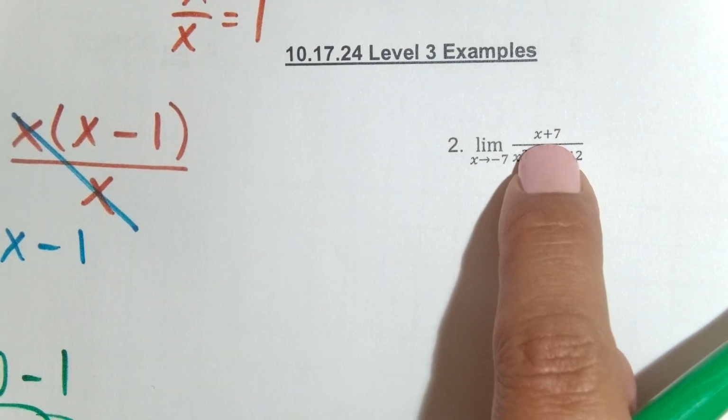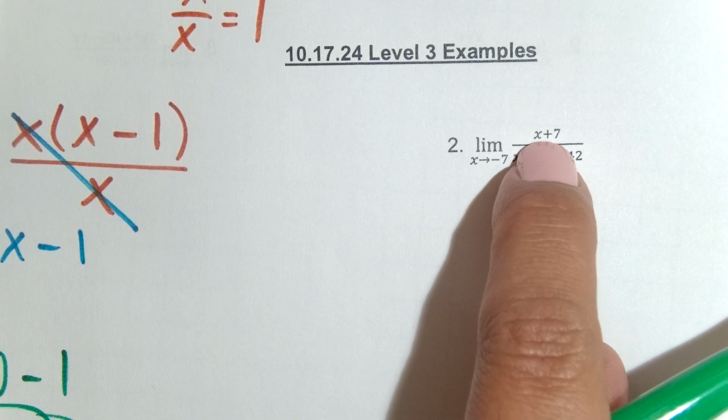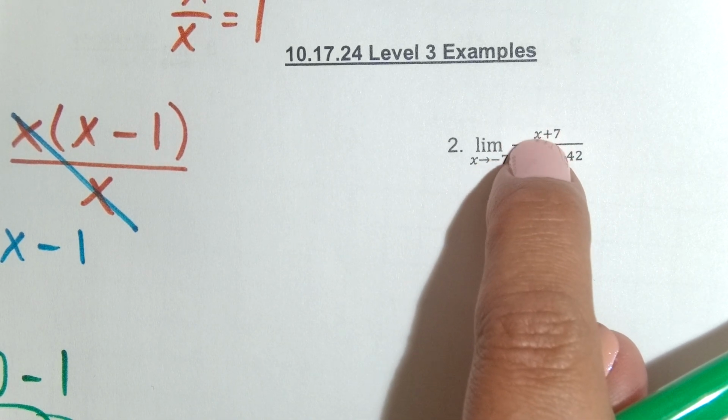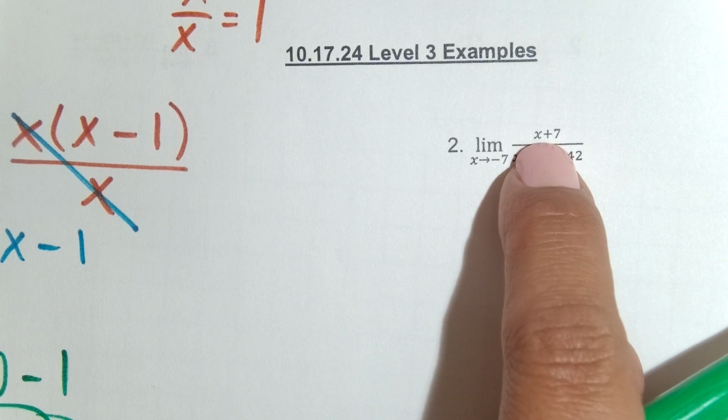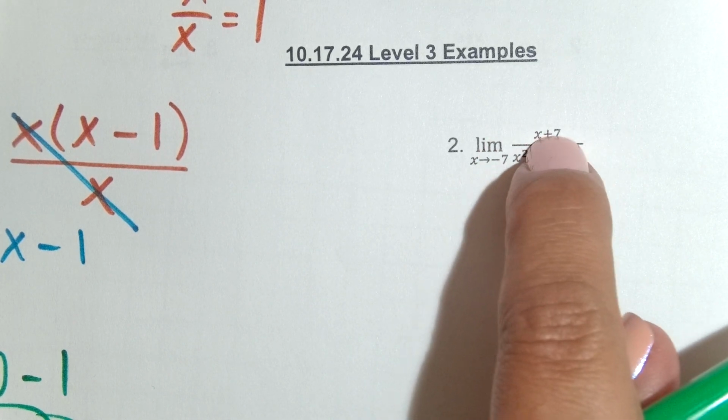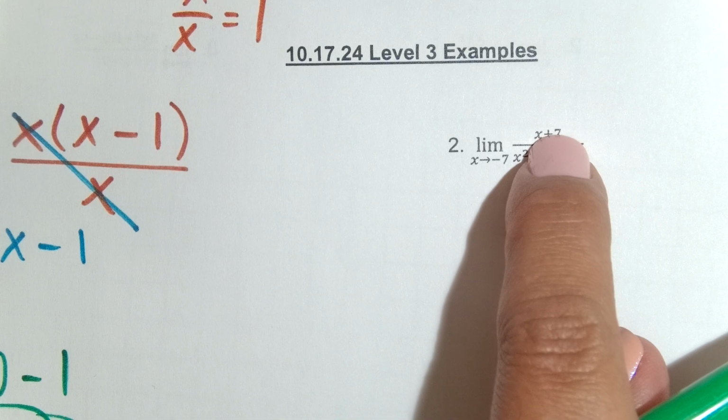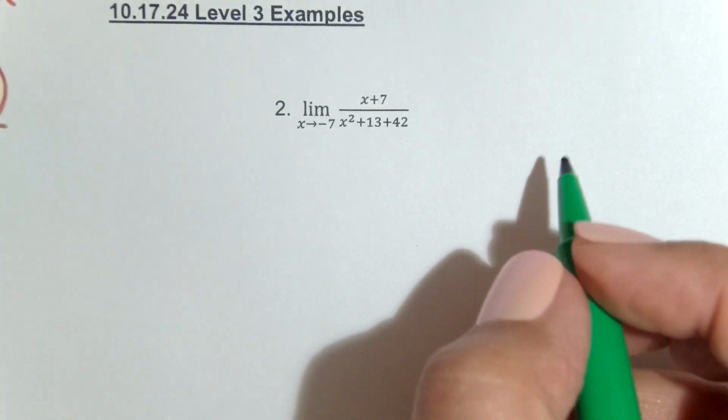All right, next one. Numerator. Are there any factors that are common? No. There are no x's in both of them. There are no multiples in both of them. So we'll just leave the numerator alone.